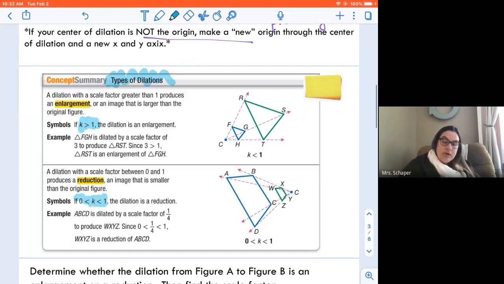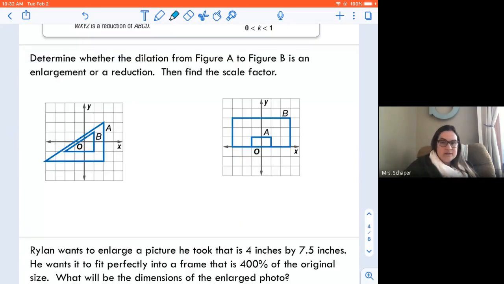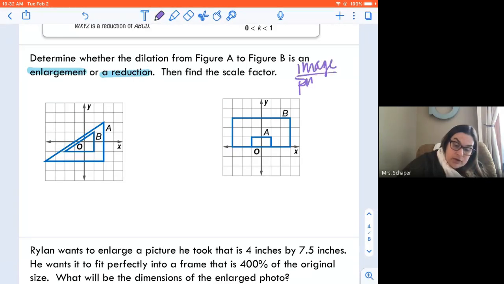Okay. So here we go. We need to figure out, let's just real briefly, whether the dilation from figure A to figure B is an enlargement or is it a reduction. Okay. And then we have to find the scale factor. And again, your scale factor is image to pre-image. Okay, it's image to pre-image. So when I look at letter A, what I see is it's getting smaller. From A to B, it's getting smaller. So this is going to be a reduction.